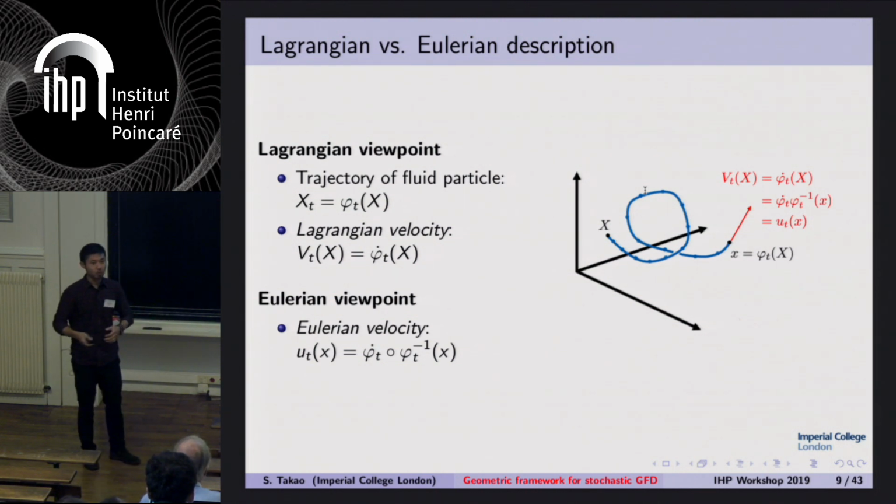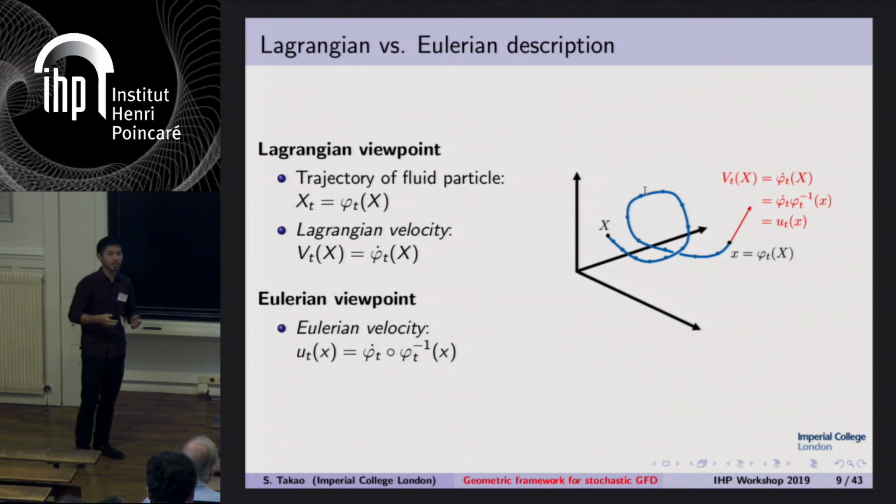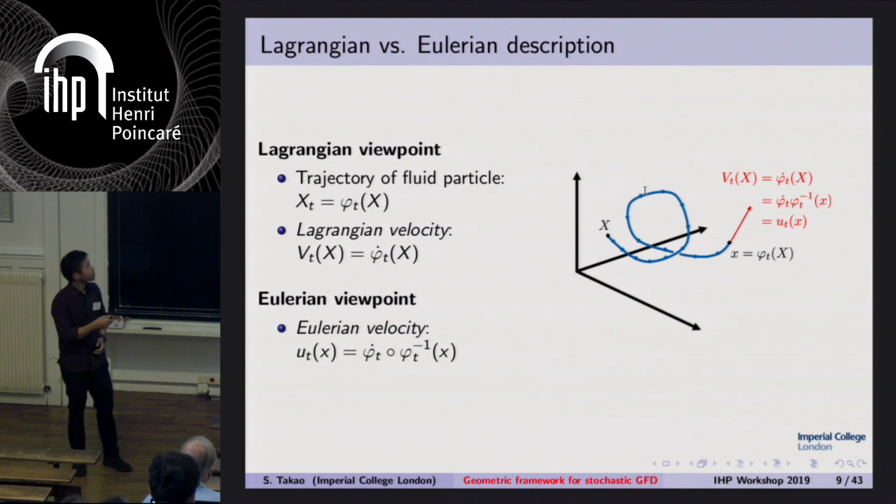So if you're given a diffeomorphism phi, I'm going to denote all my diffeomorphisms as phi from now on. Your trajectory of the fluid particle, I'm going to denote by the diffeomorphism phi acting on the fluid particle labeled capital X. And then I define this Lagrangian velocity to be its time derivative. So the Lagrangian velocity is the velocity at time t of your fluid particle labeled X.